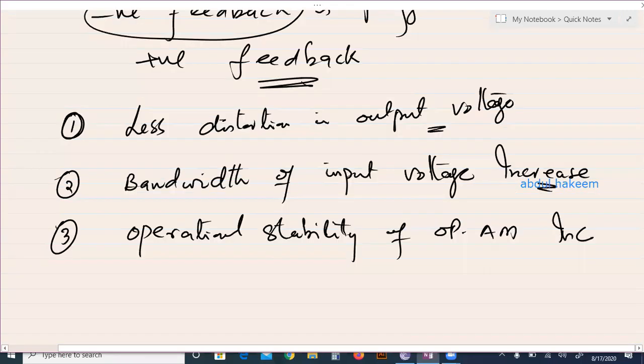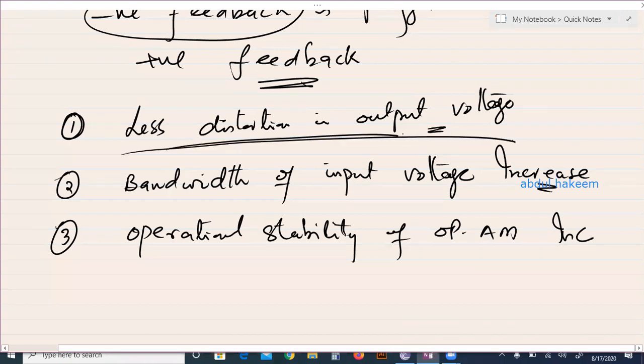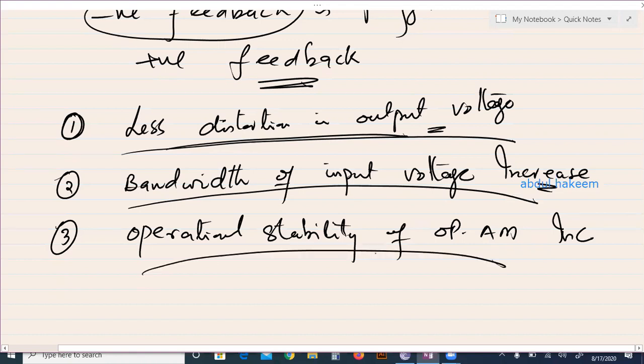So these are the three major reasons due to which we reject the positive feedback and we prefer the negative feedback. So negative feedback gives less distortion in the output signal, bandwidth of the input voltage increases, and operational stability increases, meaning compatibility increases, and it increases the life of the op amp.